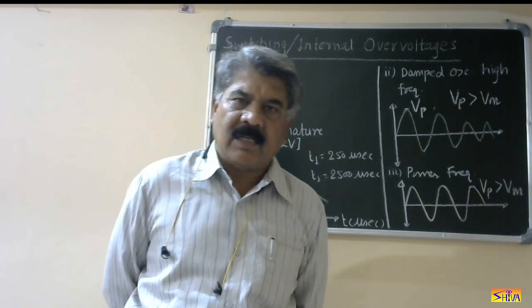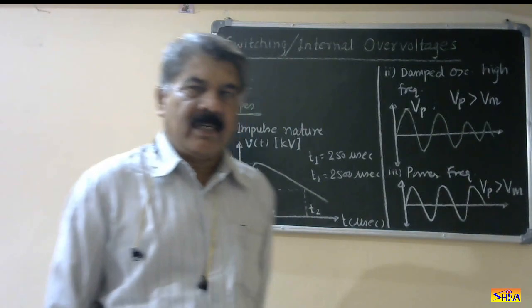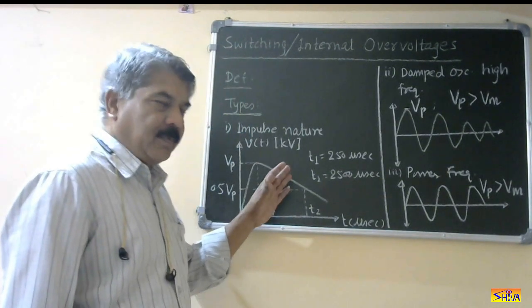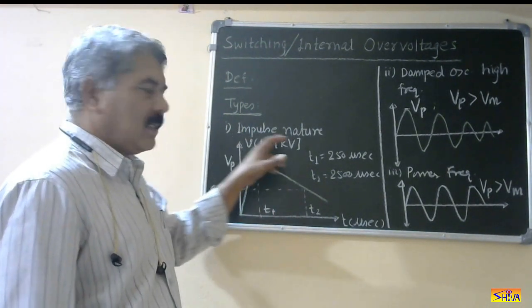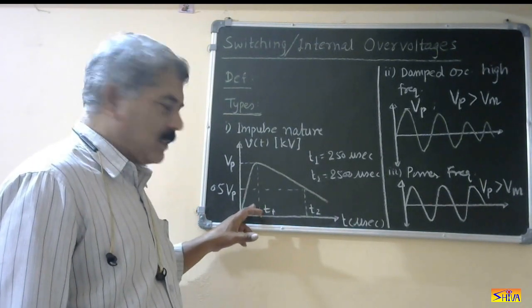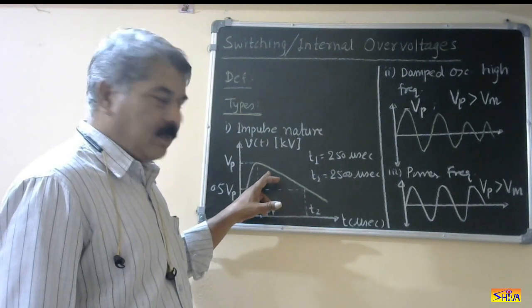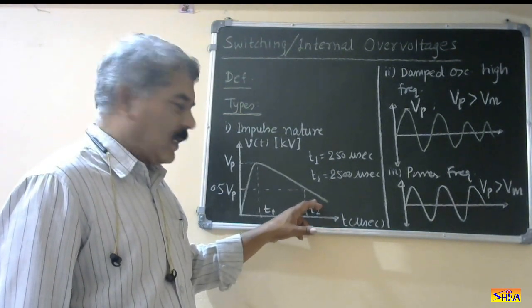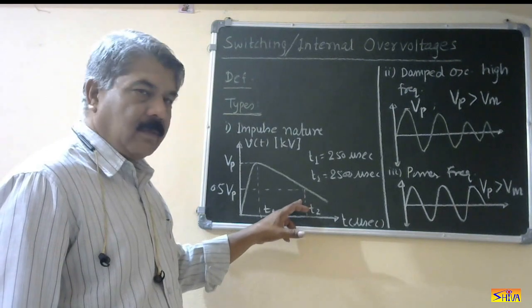Therefore, the switching over voltages are also of different shapes. So the broad classification is like this. First, they can be of impulse nature. We are familiar with the impulse nature, sharp rise in the amplitude and relatively slow decay. So this is impulse voltage.